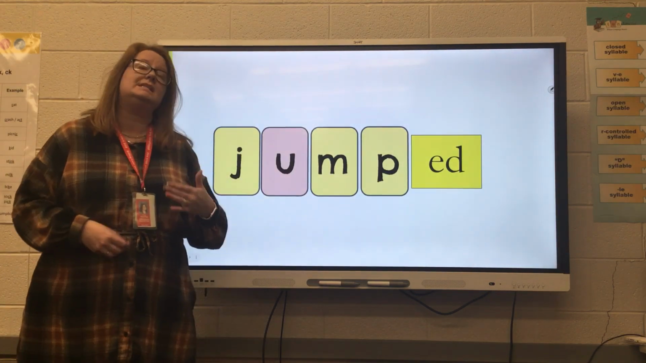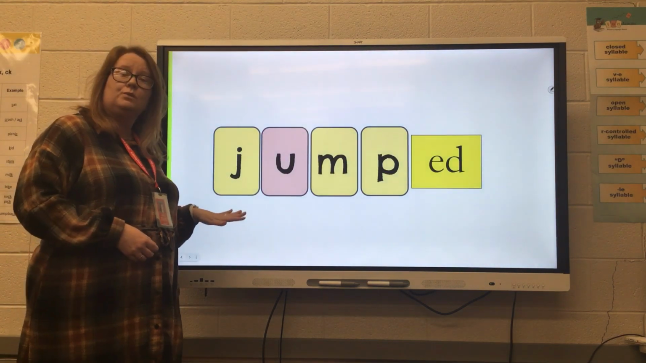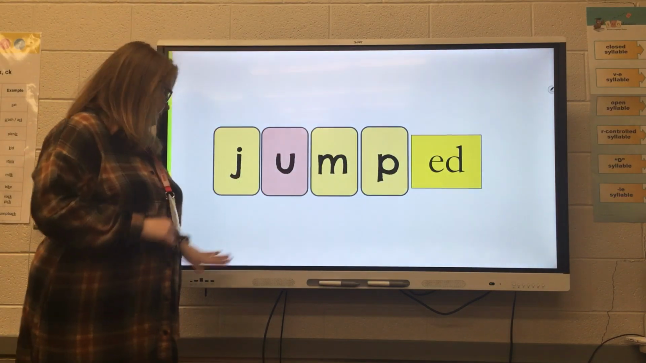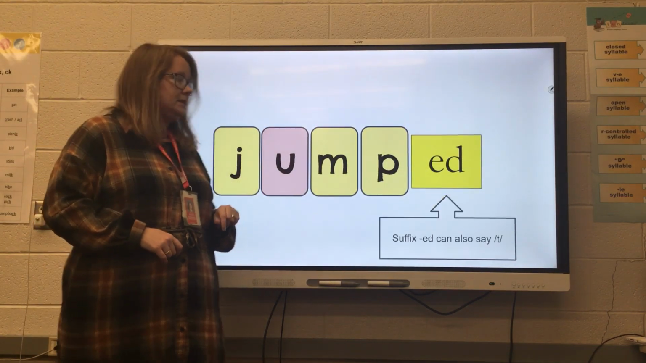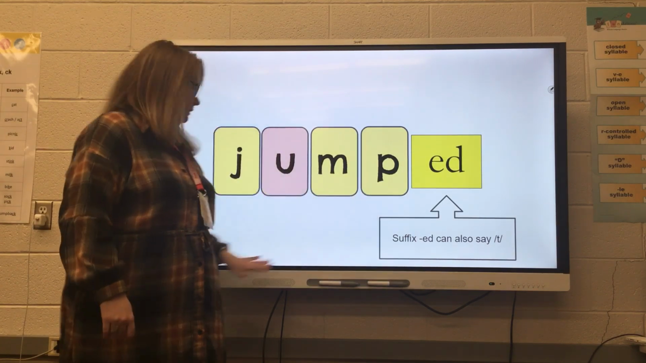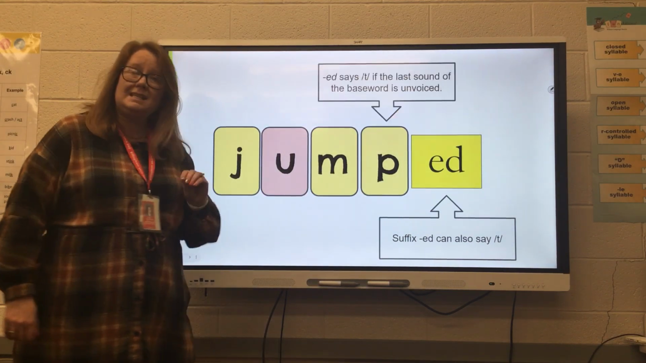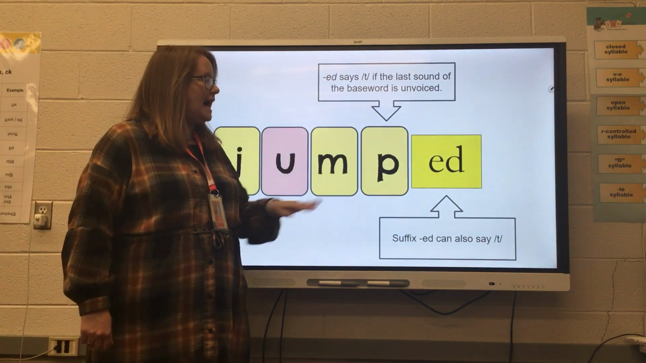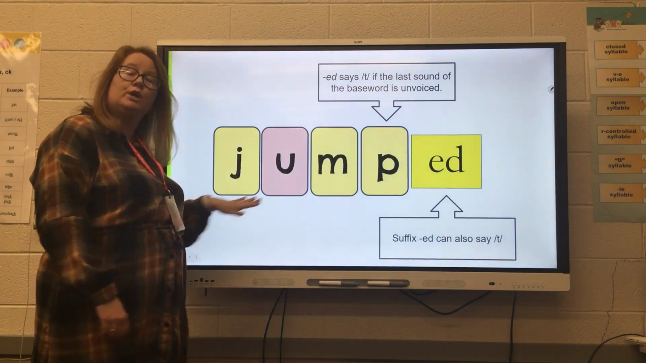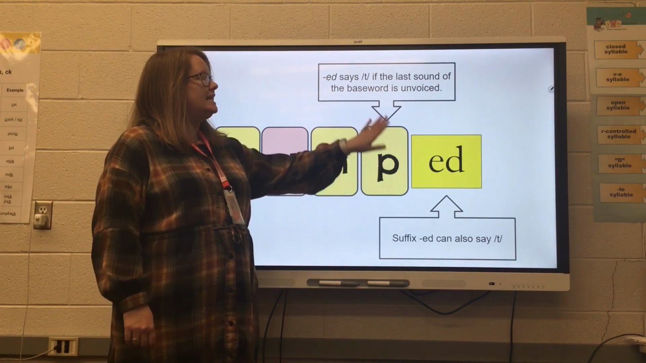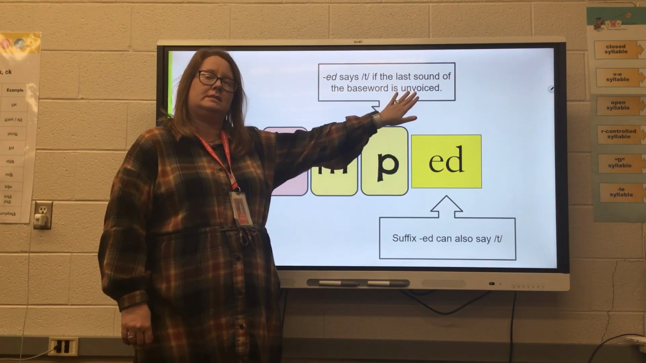Sometimes the suffix ed makes a different sound. This word is jumped. Did you hear the difference? In jumped, ed says t. The reason that the ed is saying t is because of the last sound in our base word jump. The p sound is an unvoiced sound.